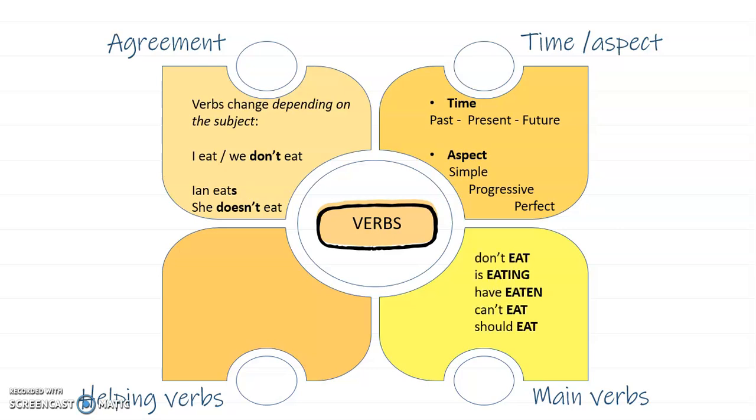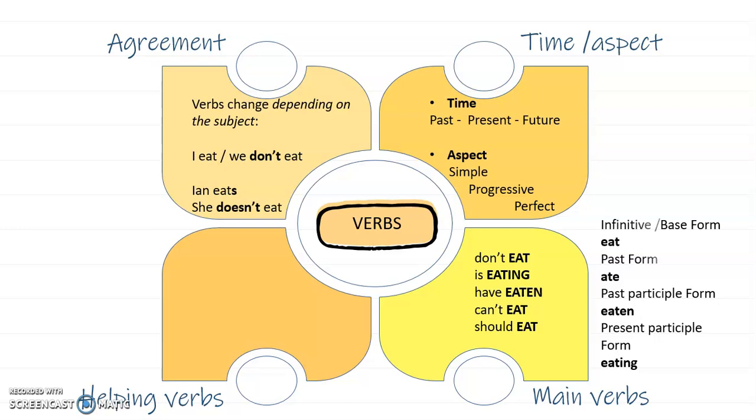Main verbs. Main verbs communicate an action, and they have different forms. They have the base form, the past form, the past participle form, and the present participle form. Helping verbs. Helping verbs communicate something that is connected to grammar or an additional meaning to the verb. They don't communicate action. They help to create the idea of the verb.